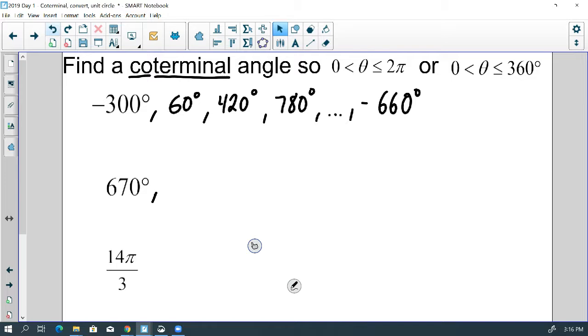So for here, 670 minus 360 is 310. If you subtract 360 again, you get negative 50. If I add 360 to this, I would get 970, plus 60 is 1,030.